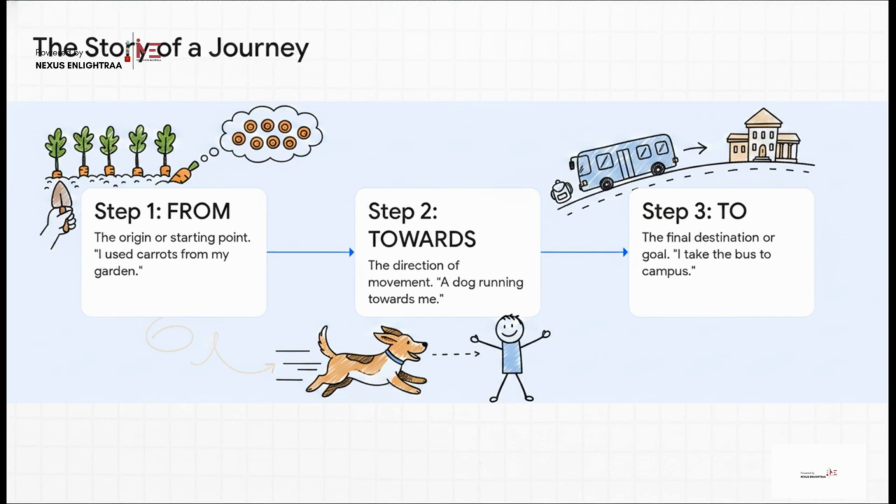It starts from an origin, like carrots from my garden. It moves towards a general direction, like a dog running towards me. And it usually arrives to a final destination, like taking the bus to campus.